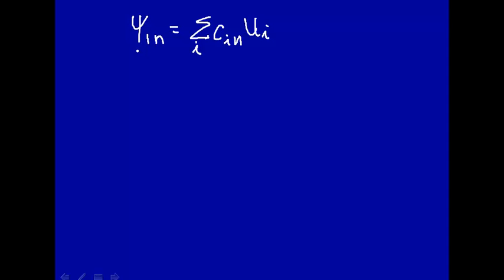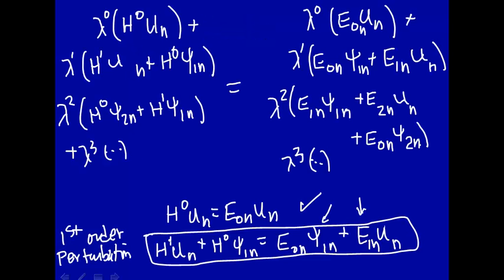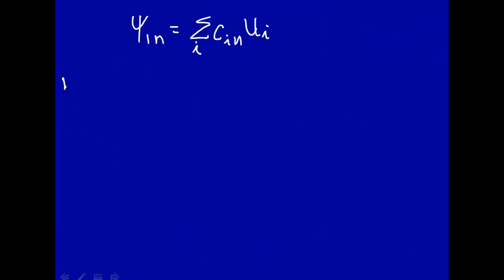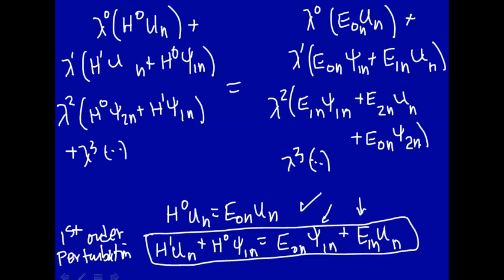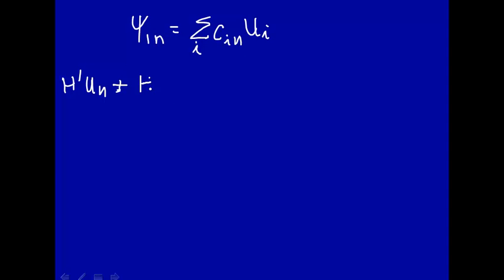All right, so with that, let's substitute in where psi1n is. That first term doesn't contain the first order correction, so we can just write that as h prime times un. Now that second term does contain it, so this would be h0 operating on here, but we're expanding it in terms of that, so it'll be the sum over i of Cin, again for the nth wave function, times ui.